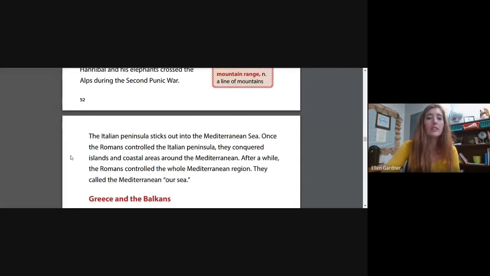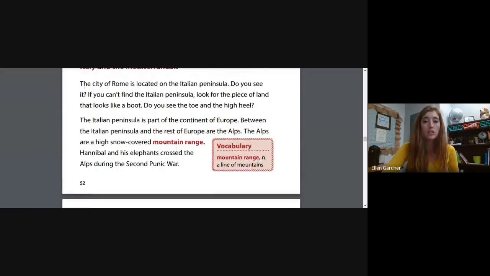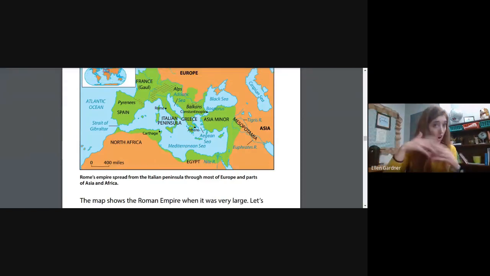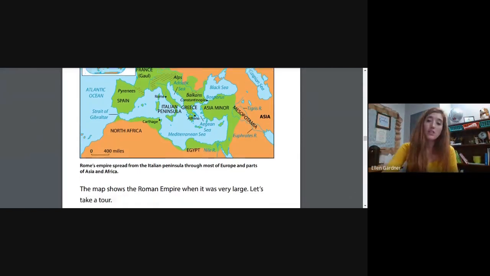Now, the Italian peninsula sticks out into the Mediterranean Sea. Once the Romans controlled the Italian peninsula, they conquered islands and coastal areas around the Mediterranean. After a while, the Romans controlled the whole Mediterranean region. They called the Mediterranean our sea. And it's fair for them to call it that because they had all of the land around it.